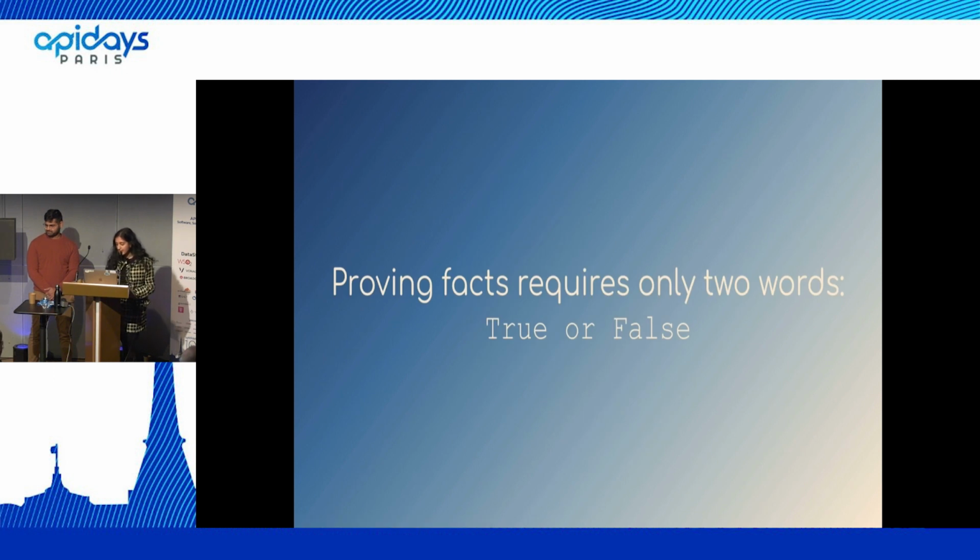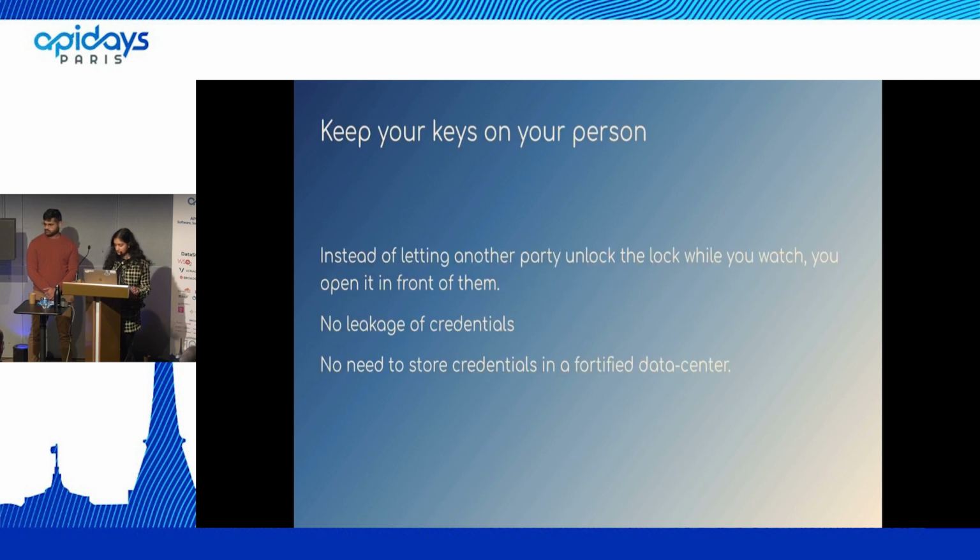But first, proving facts requires two words, true or false. So, for example, to echo what Keerthana said earlier, instead of letting another person unlock your door and then say, yeah, your key matches, you can turn this into a performance. There's two ways I can prove that I have the key to a lock. I can either give you the key and you can have a copy of the key and be like, all right, these match. Or I can just open the lock in front of you and we can be like, well, the lock wouldn't open if I didn't have the right key. So that must prove that you are who you are.